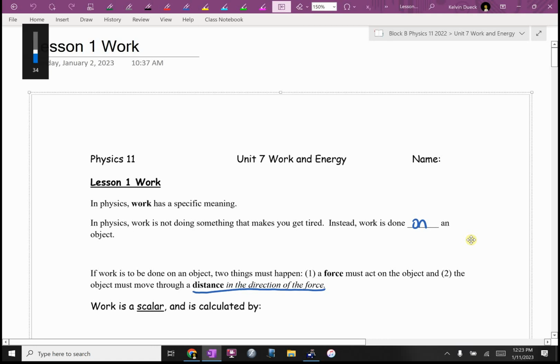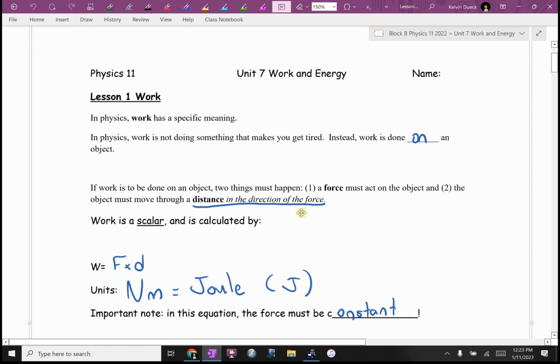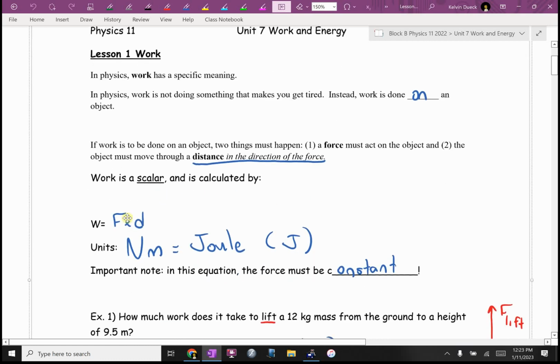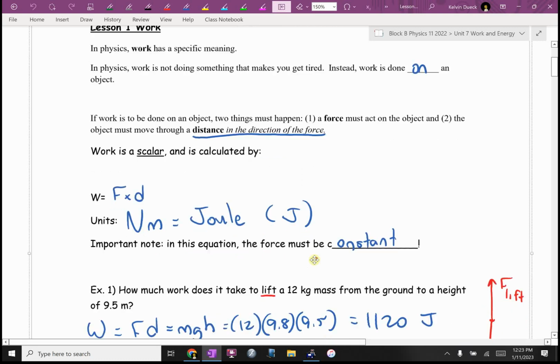Just to jog your memories, we said work has a specific meaning. You do work on an object. Brian, we said that work was equal to force times distance. It was a scalar, no direction. The units were newton meters, force times distance, but it was such an important concept we decided to give it a name. We called it a joule.